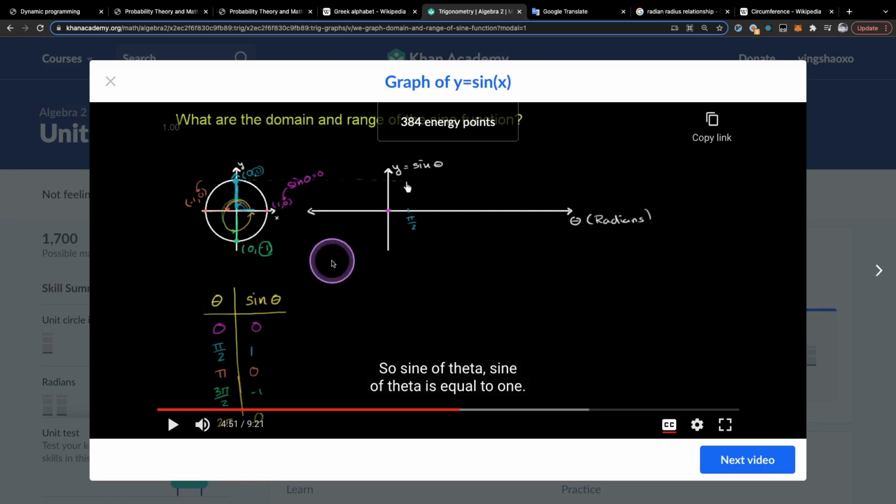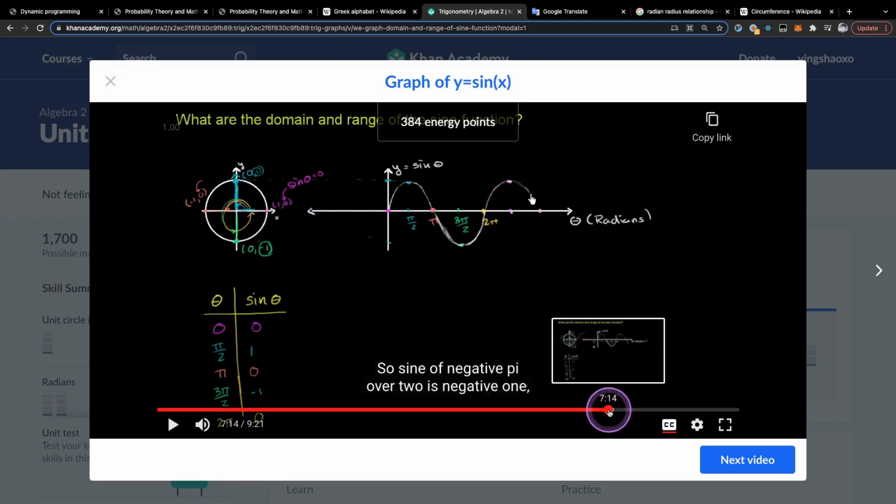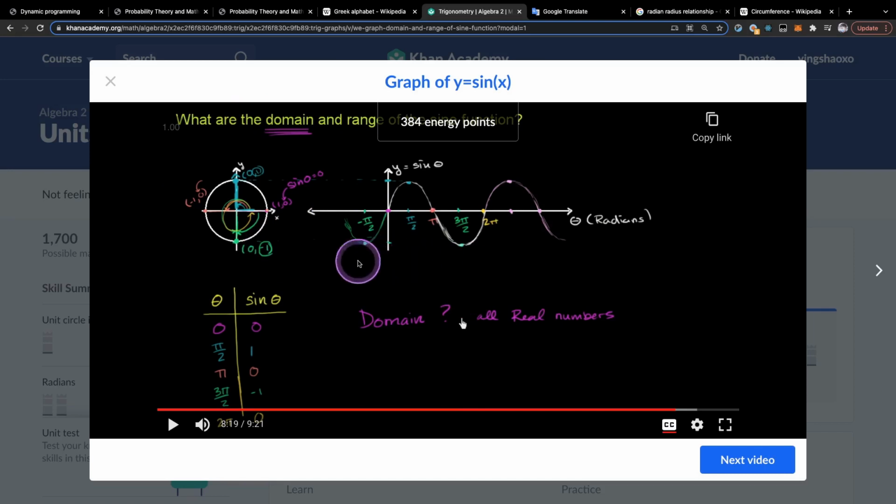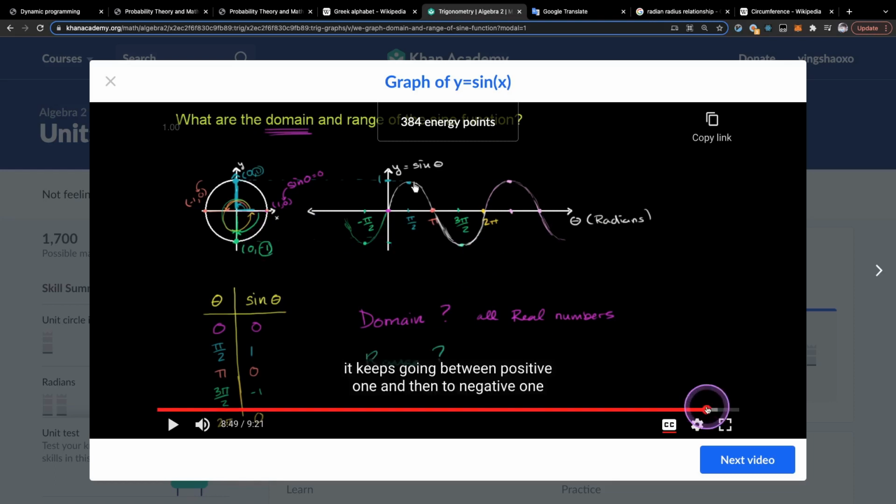And then what's the domain of it? Well, it can be anything. The domain is equal to the real numbers. Any real numbers would be fine.